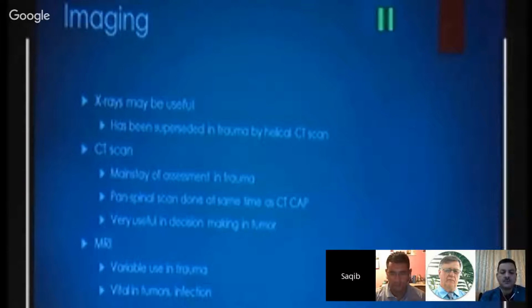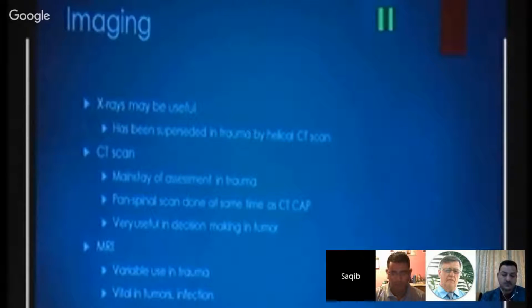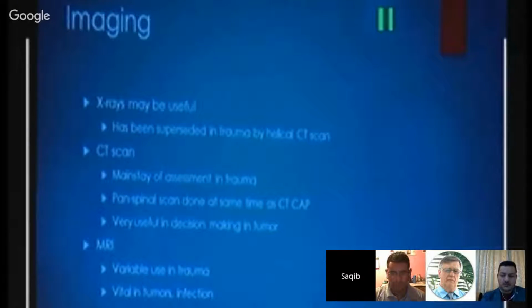Most patients are getting chest, abdomen CTs, and now while they're doing that with helical scanners, basically you scan brain, cervical spine, chest, abdomen, pelvis all at one time. And with new generation scanners, that takes a very brief period of time.